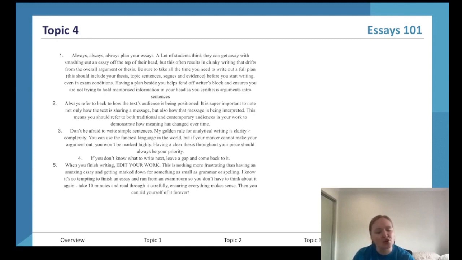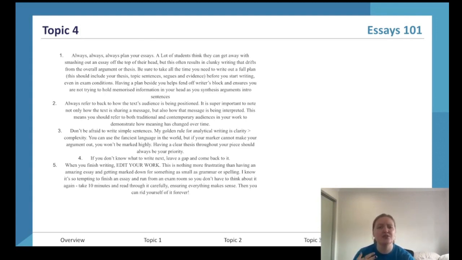Number 3, don't be afraid to write simple sentences. The golden rule with analytical essays is clarity over complexity. You can use the best and fanciest vocab in the world. You can use long, beautiful, winding sentences. But if the marker doesn't understand what your key argument is or doesn't feel like you're developing your thesis throughout, you're not going to get a good mark. So clarity is the most important.